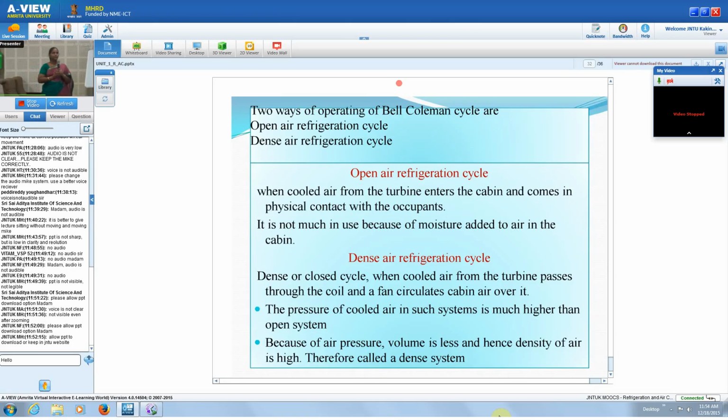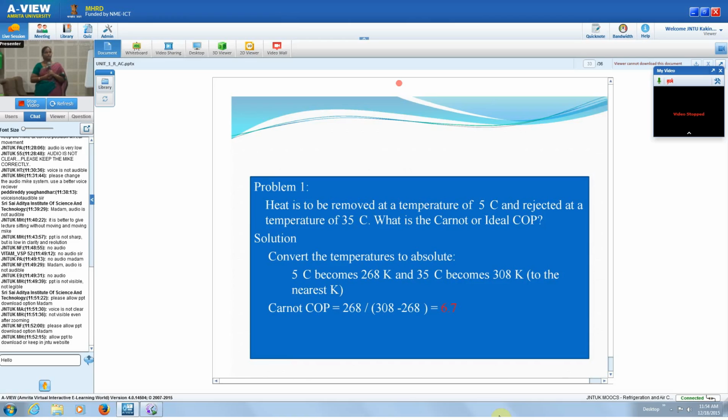So this is the difference between open air refrigeration system and dense air refrigeration system. I think you have heard a lot of theory, then you solve some easy problems. From next class onwards, all of you come with calculators. For air refrigeration, calculators are sufficient.